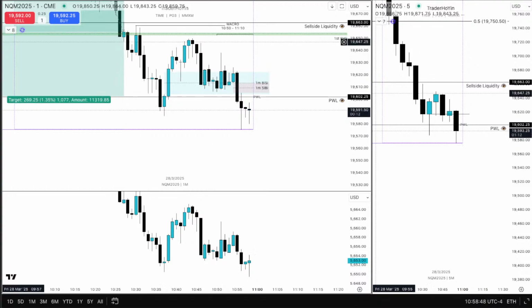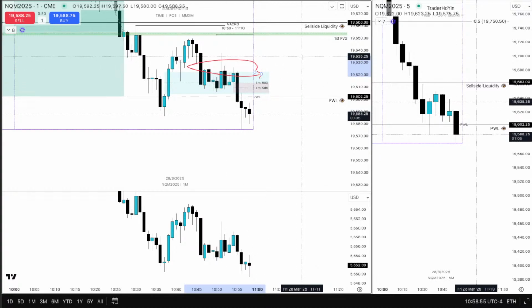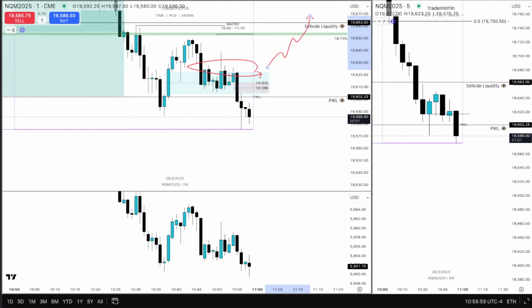Price had to close above these candles to confirm moving back up.